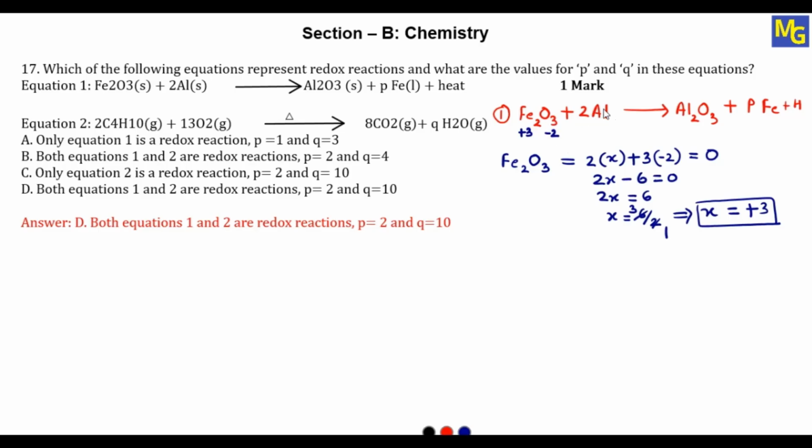Aluminium, if you focus here, this is an atom, so an element doesn't have any oxidation state; it is in a pure state, so zero oxidation state. Now the reactant side is completed. Now come to the product side.